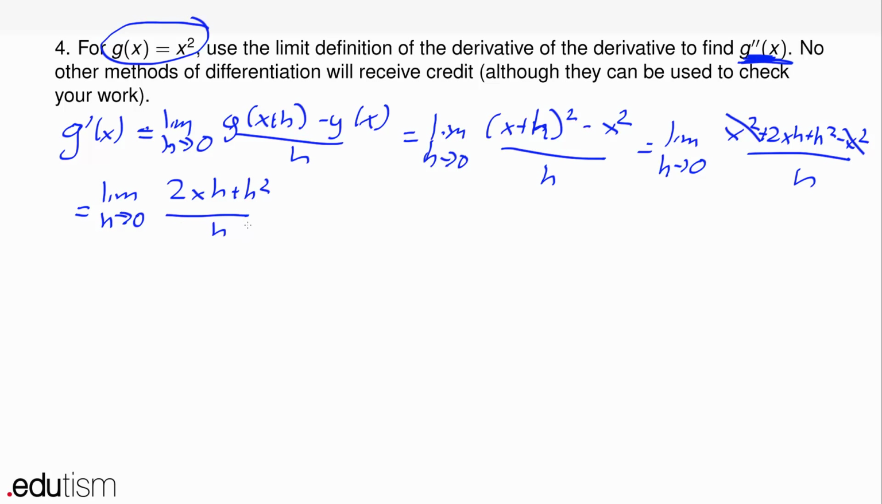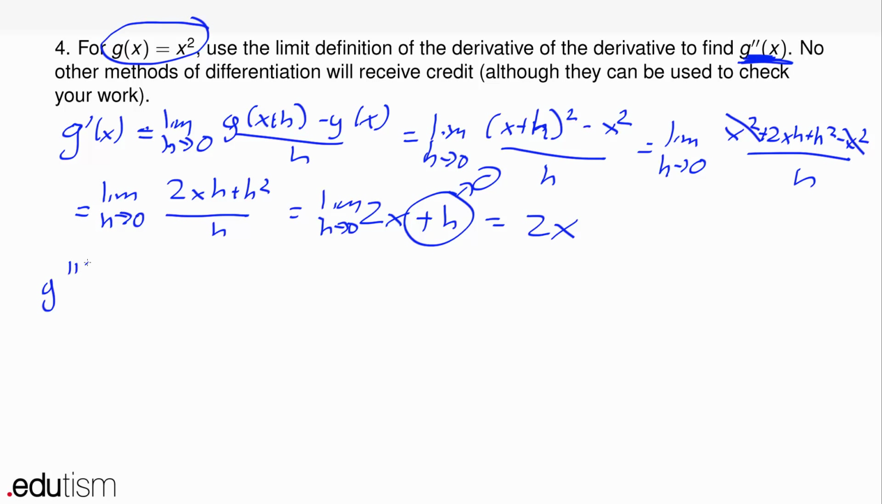If I'm dividing this whole thing by h, I can divide each term by h. If I divide the first term by h, I get 2x. Second term by h, I just get h. So we have the limit as h goes to 0 of 2x plus h, which is just 2x, because this h is going to go to 0. So the first derivative is 2x.